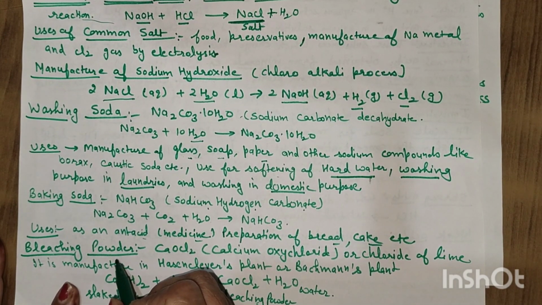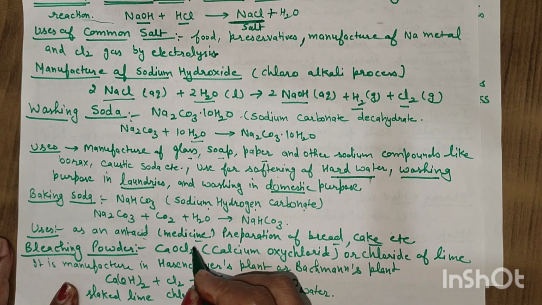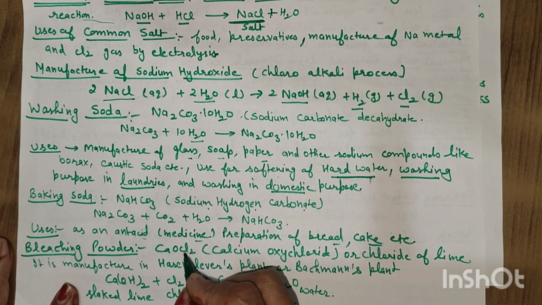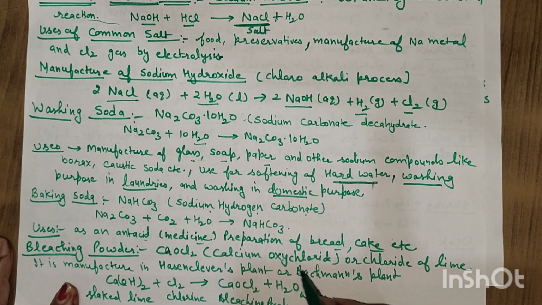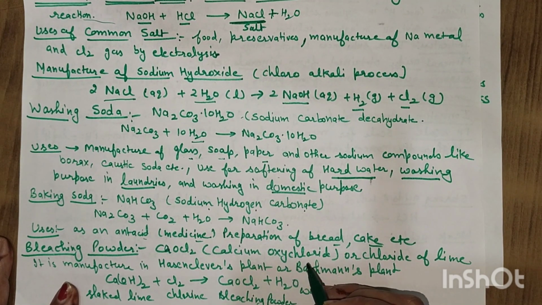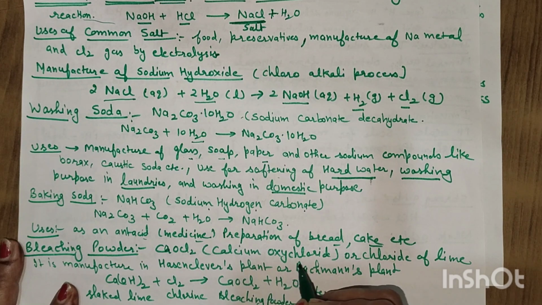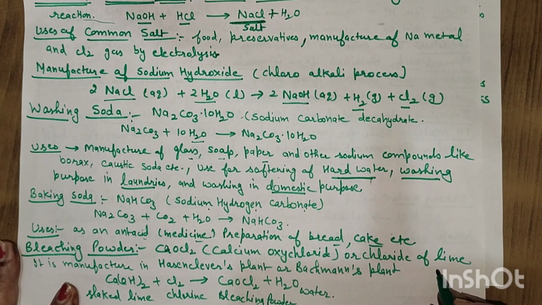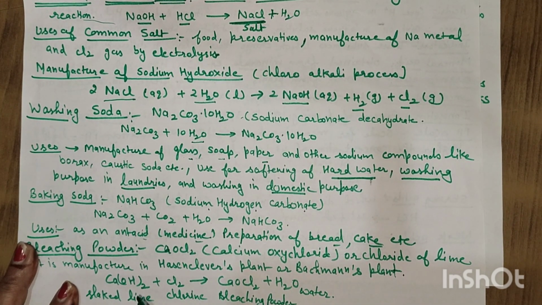Bleaching powder. The common name is bleaching powder, and the chemical formula is CaOCl2. The chemical name is calcium oxychloride or chloride of lime. It is manufactured in the Hasenclever plant or Bachmann plant. Ca(OH)2 is slaked lime. When combined with chlorine, it forms CaOCl2, bleaching powder, and water is released.